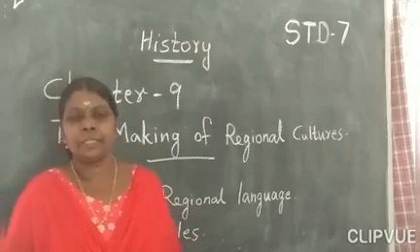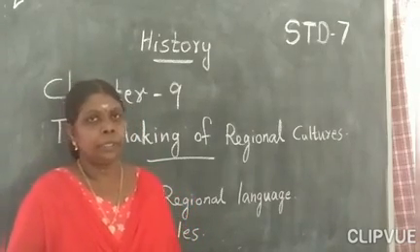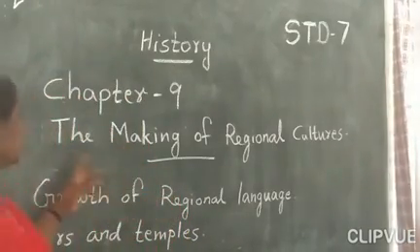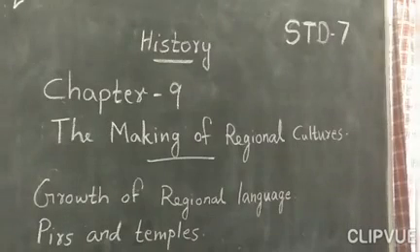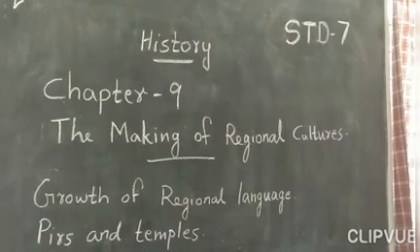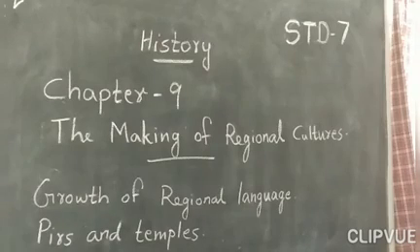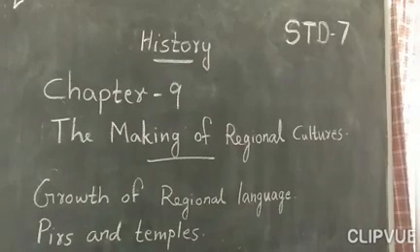Welcome to history class. Today we have to start the history of standard 7, that is chapter 9, the making of regional cultures, that is the part 2 of that lesson. In the first part we discussed the classical dances and the traditions of Rajputs and the development of Malayalam. Now starts the growth of regional language in Bengal.